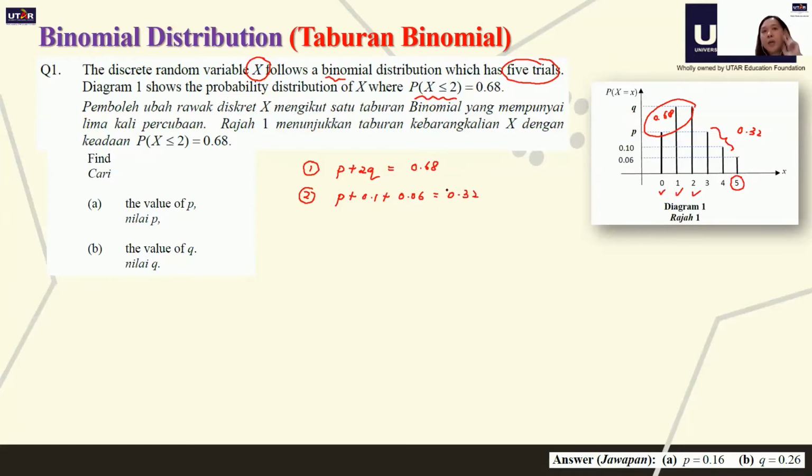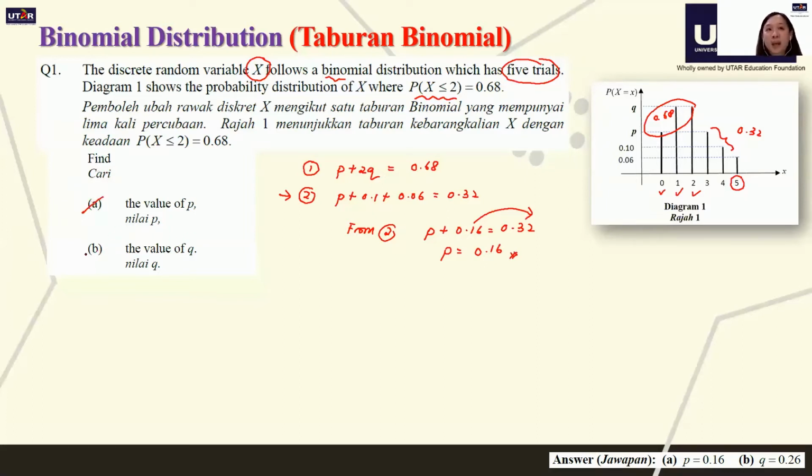So I have 2 equations to solve to get my P and Q for part A and B. I solve equation 2 first, because this equation only has P. From equation 2, I will have P plus 0.16 is 0.32. So I can just solve my P easily, move this over, and I will get the answer as 0.16 directly. So this is the answer for part A.